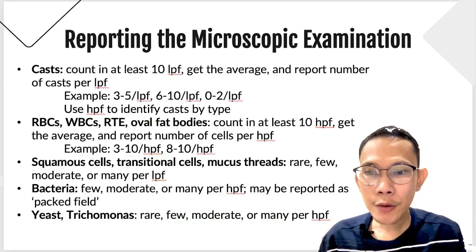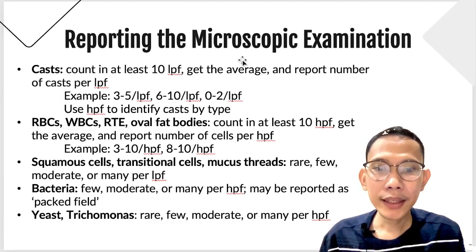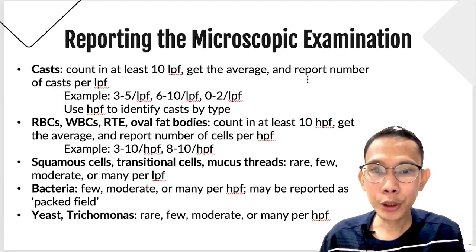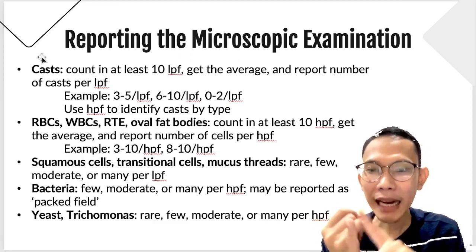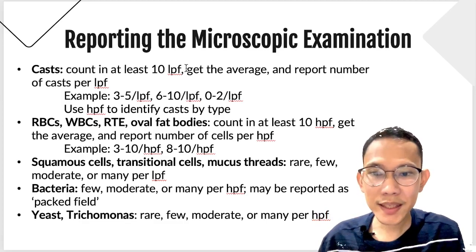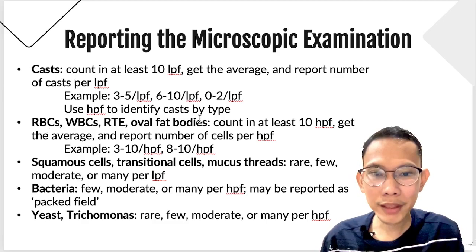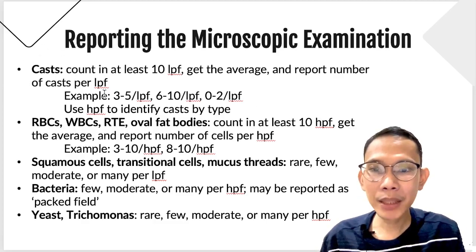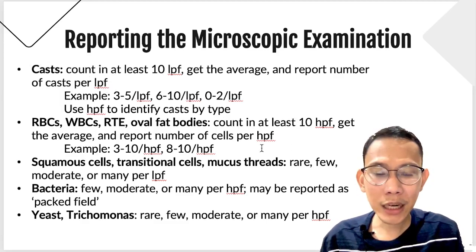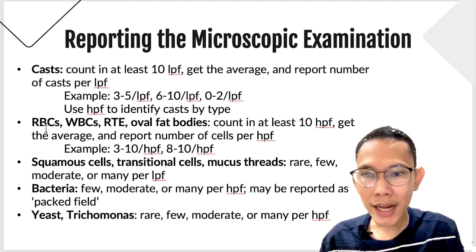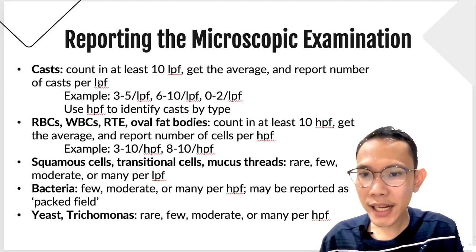So, these are now the different sediments. For other sediments like casts, count in at least 10 low power fields, get the average, and report the number of casts per low power field. Remember, cast, RBC, WBC, RTE, and oval fat bodies are reported in ranges. It's easy to memorize. The difference is that casts are read in low power field, while RBC, WBC, RTE, and oval fat bodies are counted in HPF.